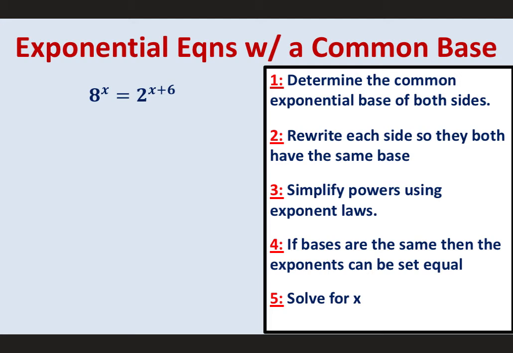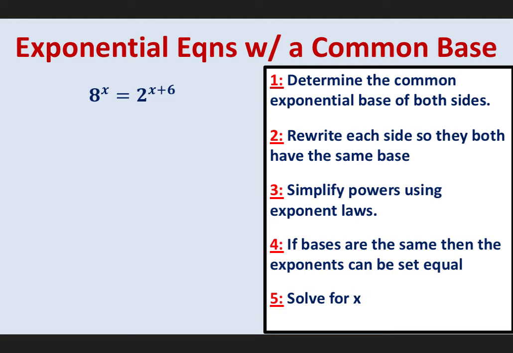All right, so we're going to talk about solving exponential equations with a common base. The first thing we're going to do is determine the common base for both sides. So we're going to figure out what we can do to the bases on both sides to make them the same if they're not already the same. Rewrite each side so that they have the same base. You're going to have to do something to rewrite it so it has the same base. And then using your exponent laws, you're going to simplify the powers. So if there's any multiplication or addition, you can go ahead and do that. And then once the bases are the same, the exponent parts are just equal. So we'll set the exponent parts equal and solve for x.